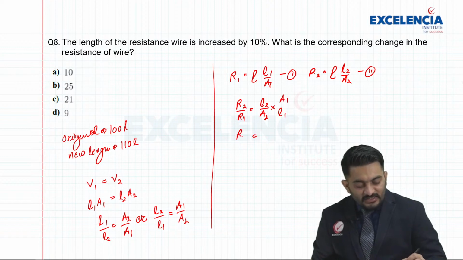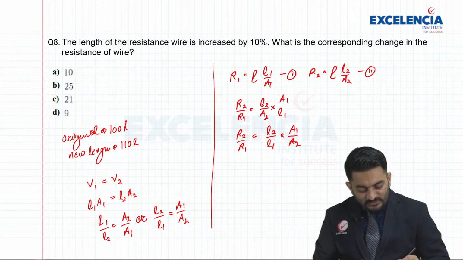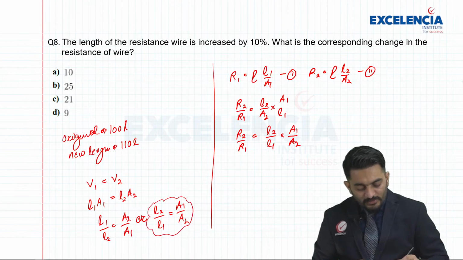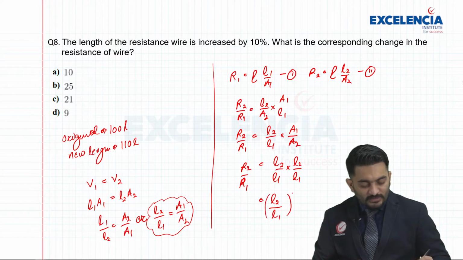You know the change in length has been given to you. So what we can do is write L2 by L1, and this is A1 by A2. If you know the change in length, you better do one thing. A1 by A2 can be substituted from here, because A1 by A2 is nothing but L2 over L1. So guys, if I plug the value of A1 by A2 as L2 by L1, it should be L2 by L1 the whole square, and this is R2 over R1.